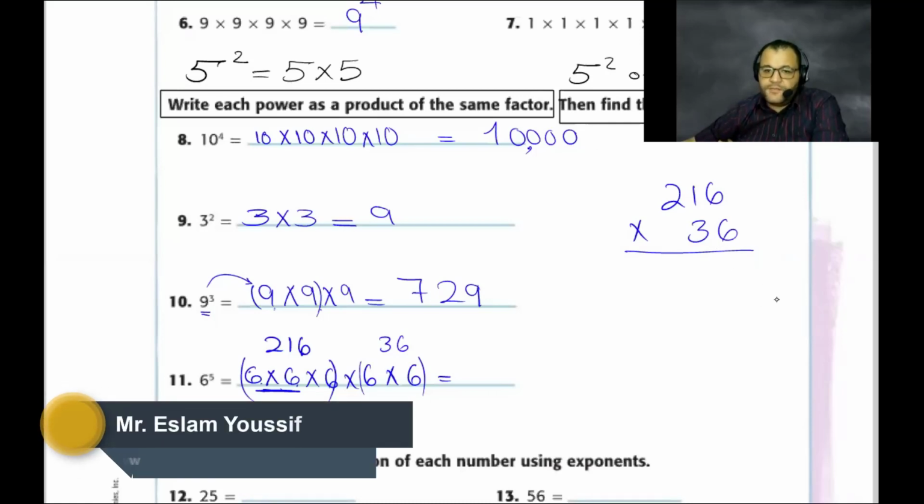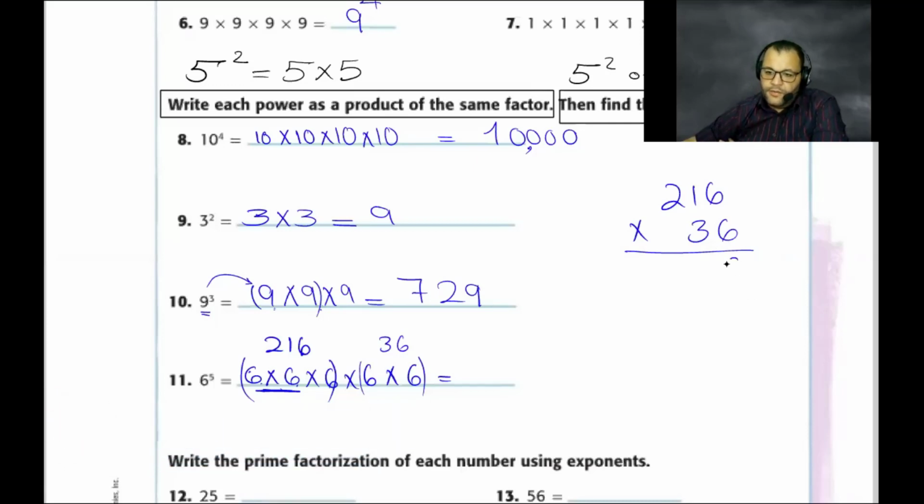Okay, solve with me. 6 multiplied by 6. Solve with me, please. 6 multiplied by 6 equals 36. Okay, 6 and carry up 3.